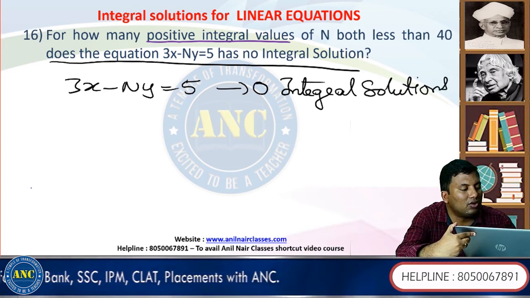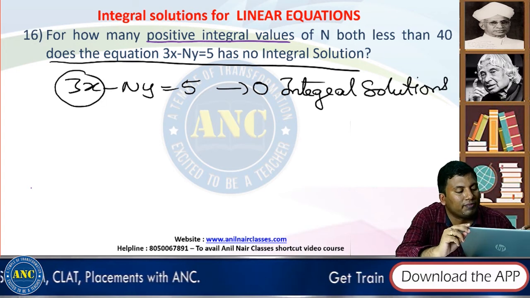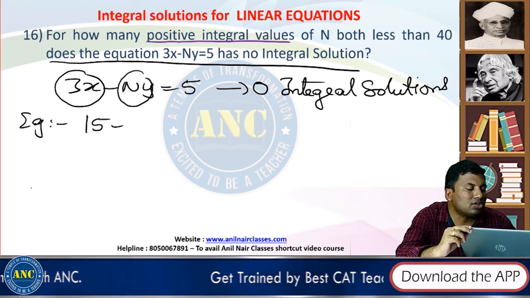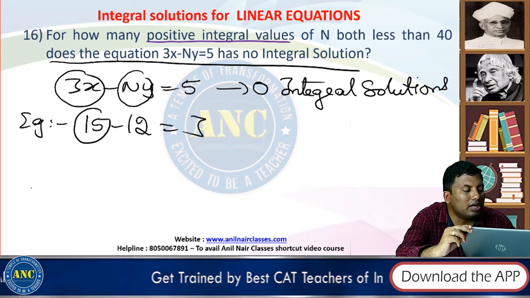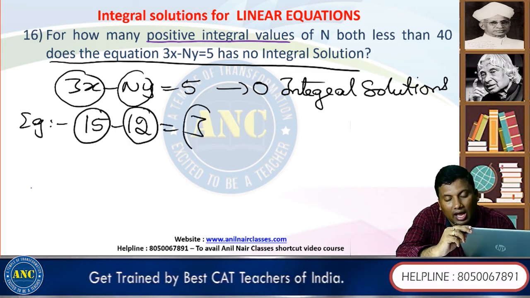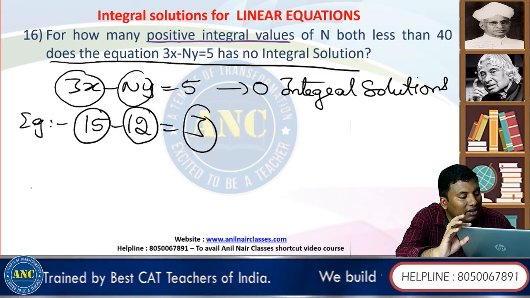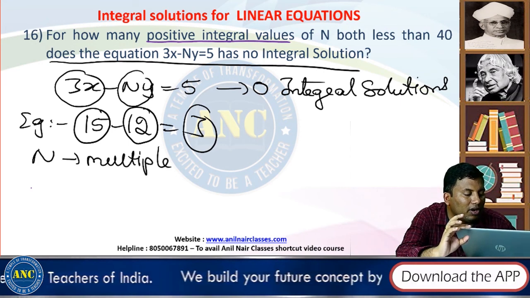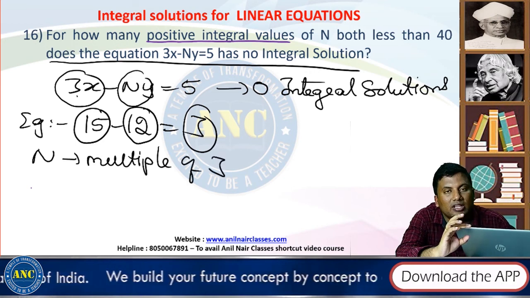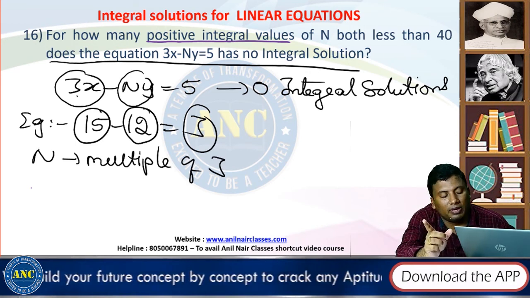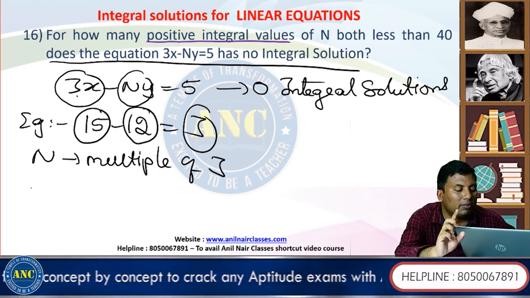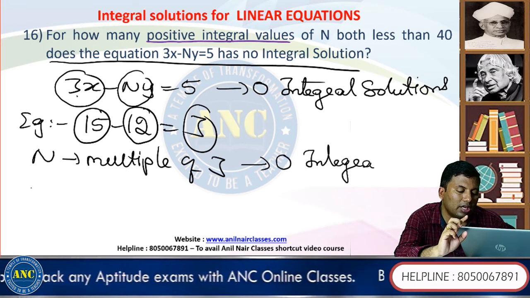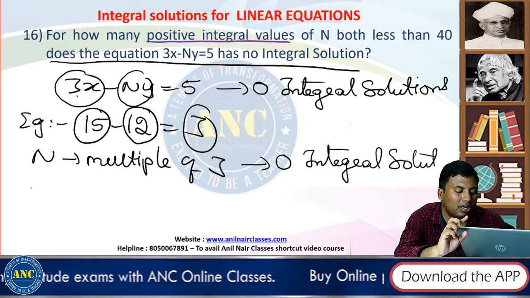When will it have zero solutions? If n is a multiple of 3, then 3x is a multiple of 3 and 3ny is a multiple of 3, so the left side has to be a multiple of 3. But 5 is not a multiple of 3. So I will get zero integral solutions. That is what I want.